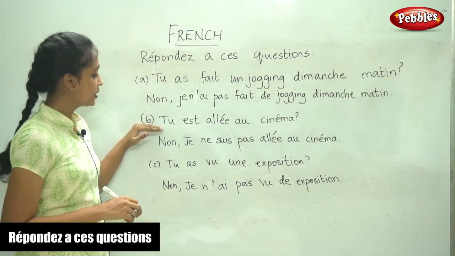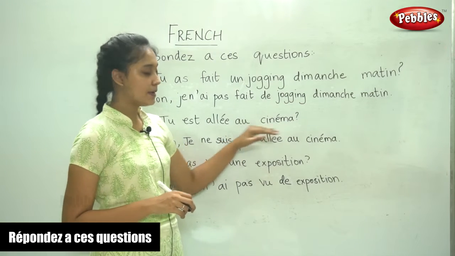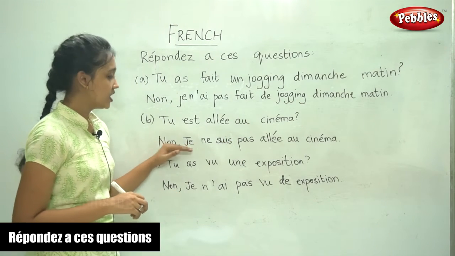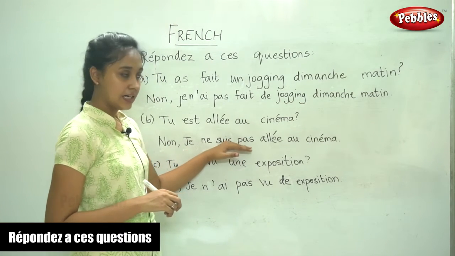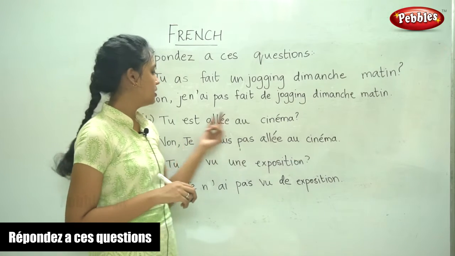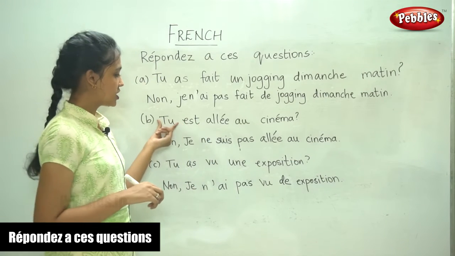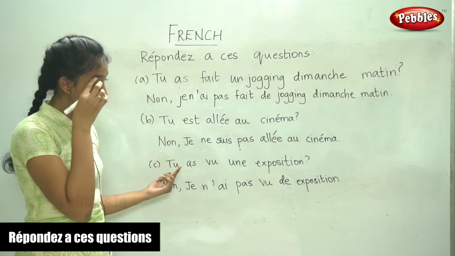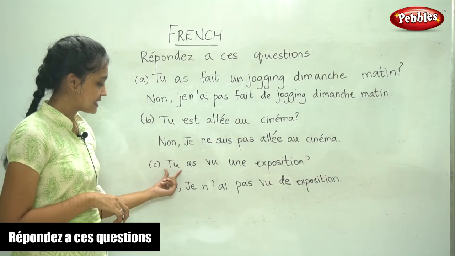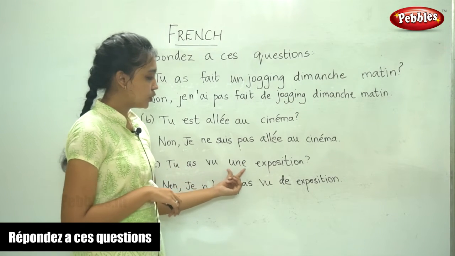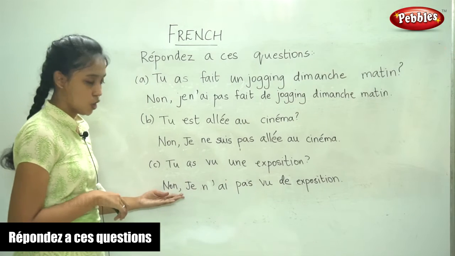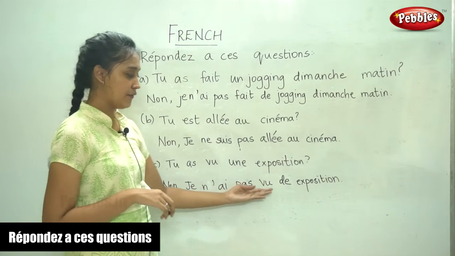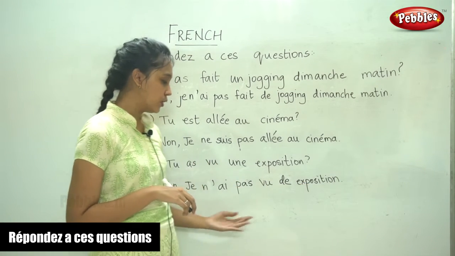The next one. Tu es allé au cinéma? Non. Je ne suis pas allé au cinéma. So this is the être conjugation for tu, and this is the être conjugation for je. And the next sentence, tu as vu une exposition? Non, je n'ai pas vu d'exposition.